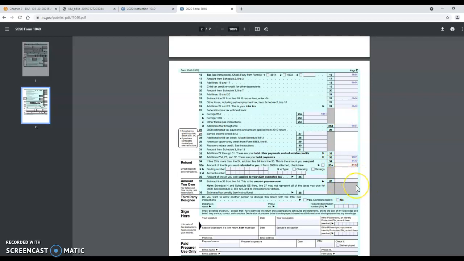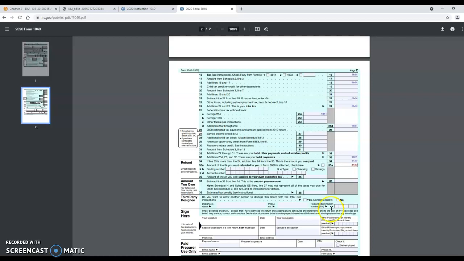Okay, so that would go on line 37, and then Thomas would have to write a check to the IRS for that extra. If it's over $1,000 that you owe to the IRS, then there's also line 38, estimated tax penalty, and you would have to fill out a 2210. You'd have to calculate out the penalty and put that in there as well.